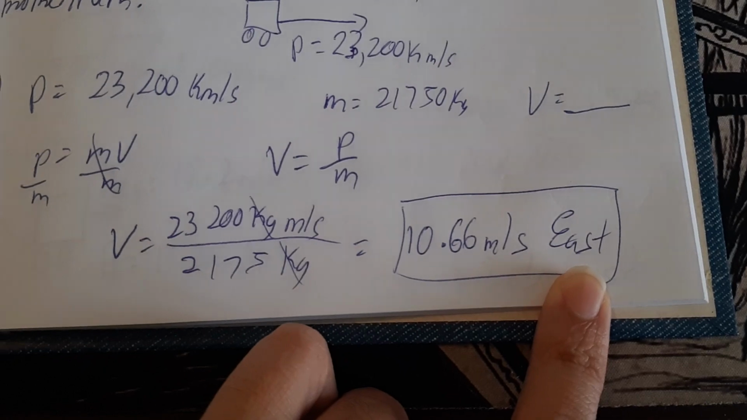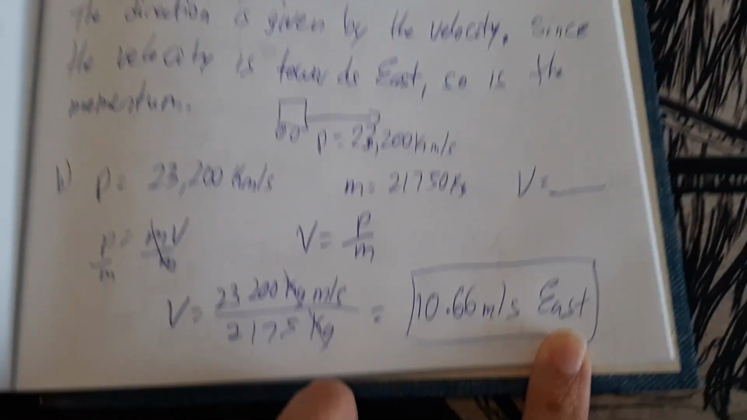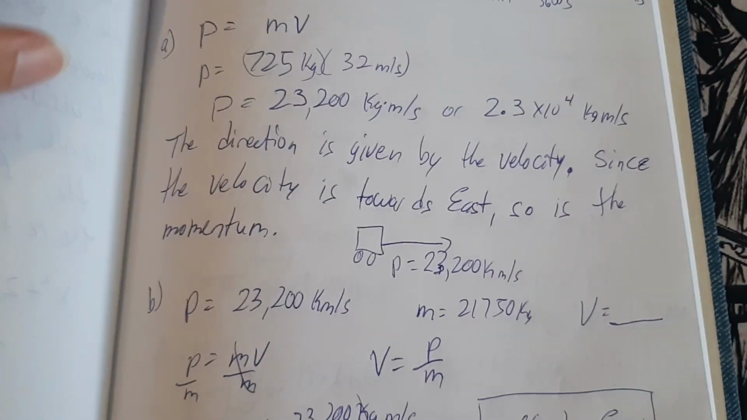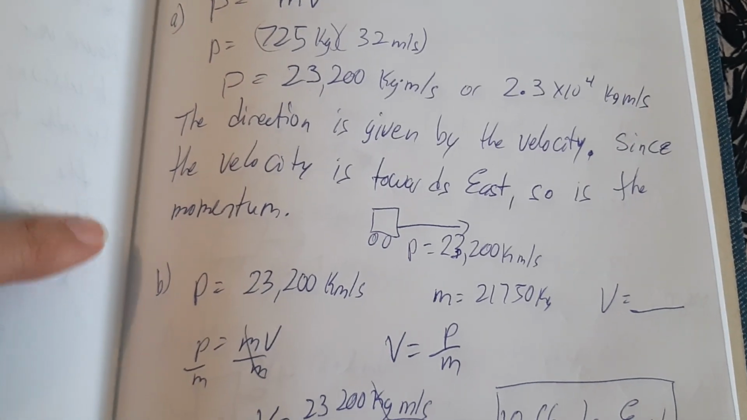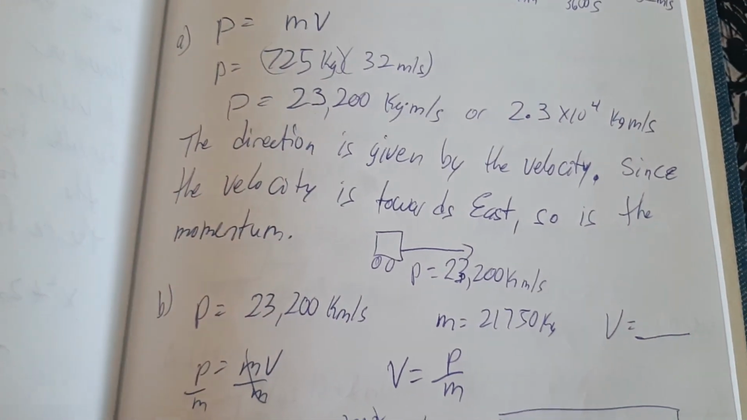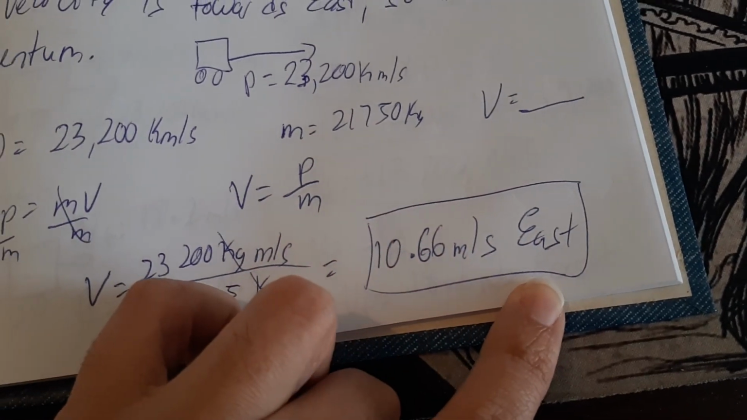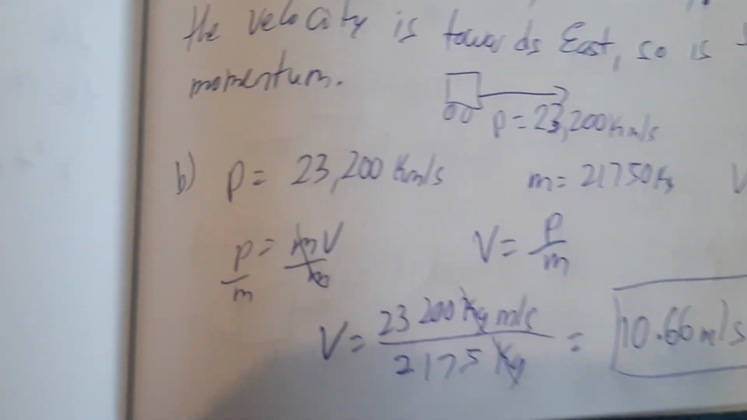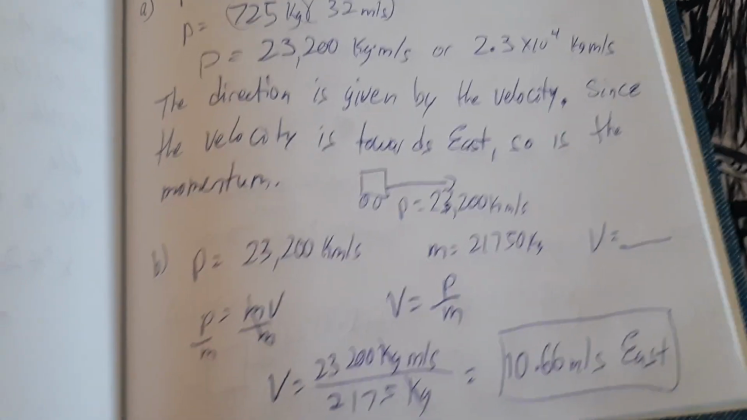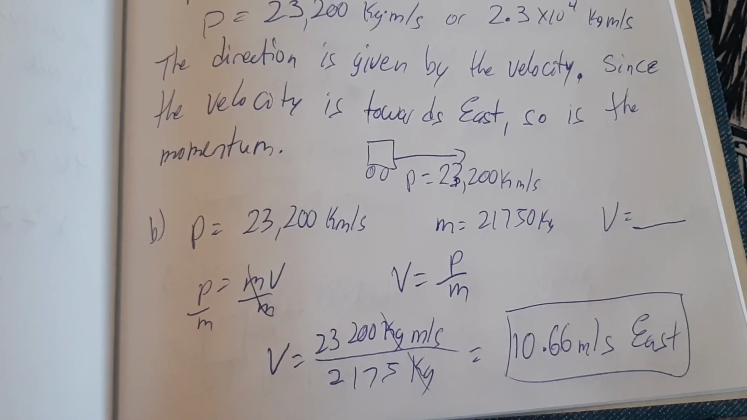Remember, velocity is a vector, it needs to have a direction. And since the problem tells us that both momentums are the same, again, the momentum and the velocity share their direction. So this velocity must be specifically east. That's all for the first problem. I'm gonna create a second video with the second problem. All right?